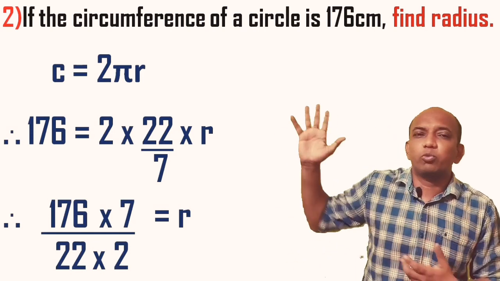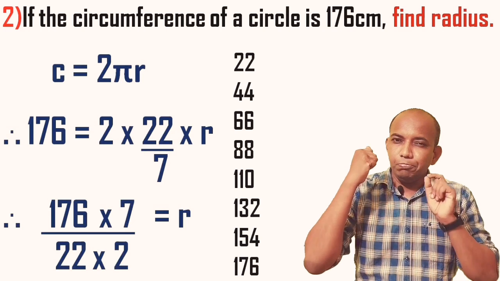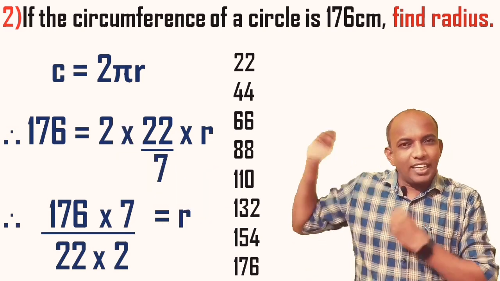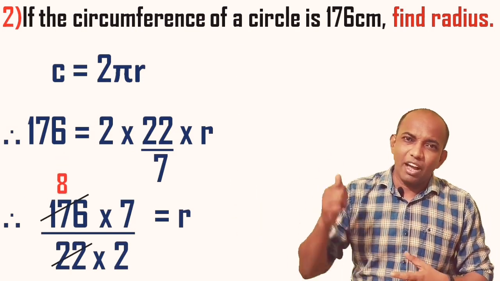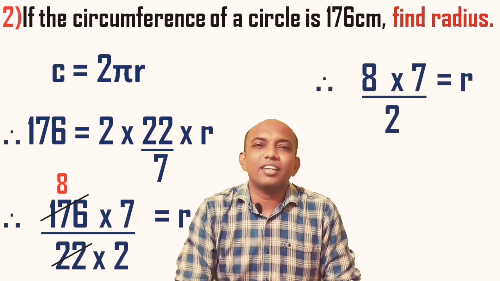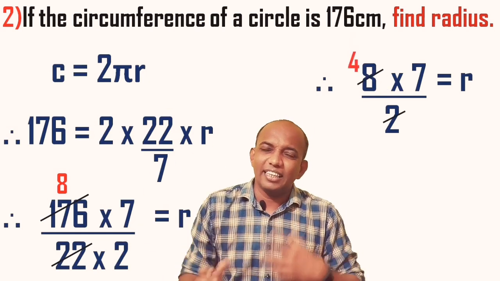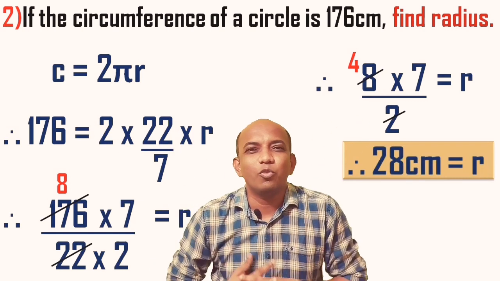Of course, here is the table of 22, and if you see the table of 22, we can see that in 22's table, 8 we have 176. So cancel 176 and 22. We get 8 as a result. So we have 8 into 7 the whole upon 2, and then again 8 and 2 can be cancelled out, right? So 2 4s are 8. So 4 is there in the numerator. As a result, we have 4 into 7 equal to radius, and we got the answer.